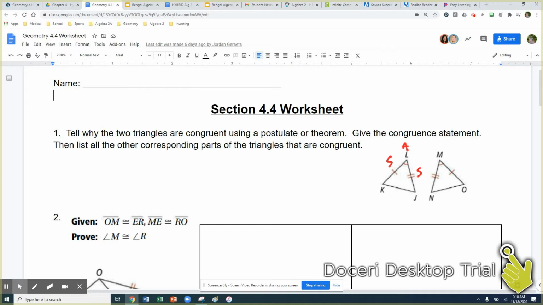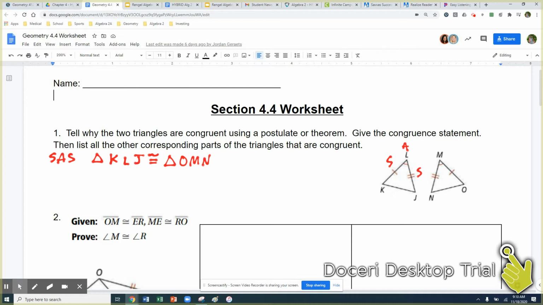We've got an SAS congruence. So going around the triangle, I've got a side, angle, side, all consistently right in a row. That's going to mean I have an SAS congruence. So our first answer we'll say is SAS. Next, we'll say the congruent statement. So our congruent statement, we could say triangle KLJ is congruent to, if I start with K, I'm going up the side with 1 tick mark, so I'm going to say OMN. So there will be my congruent statement.